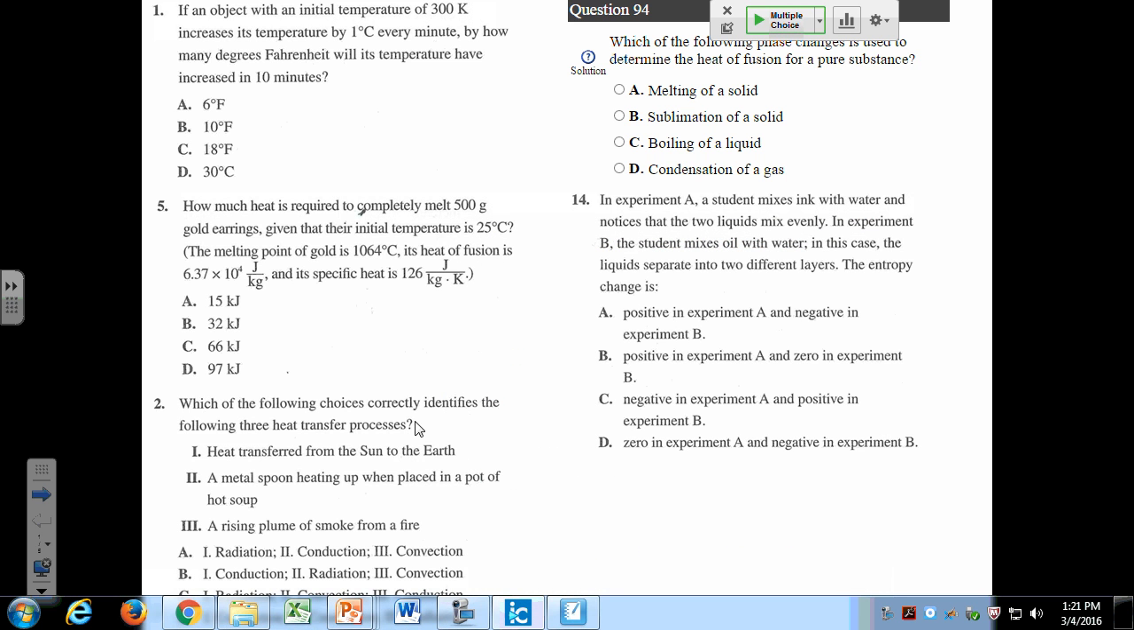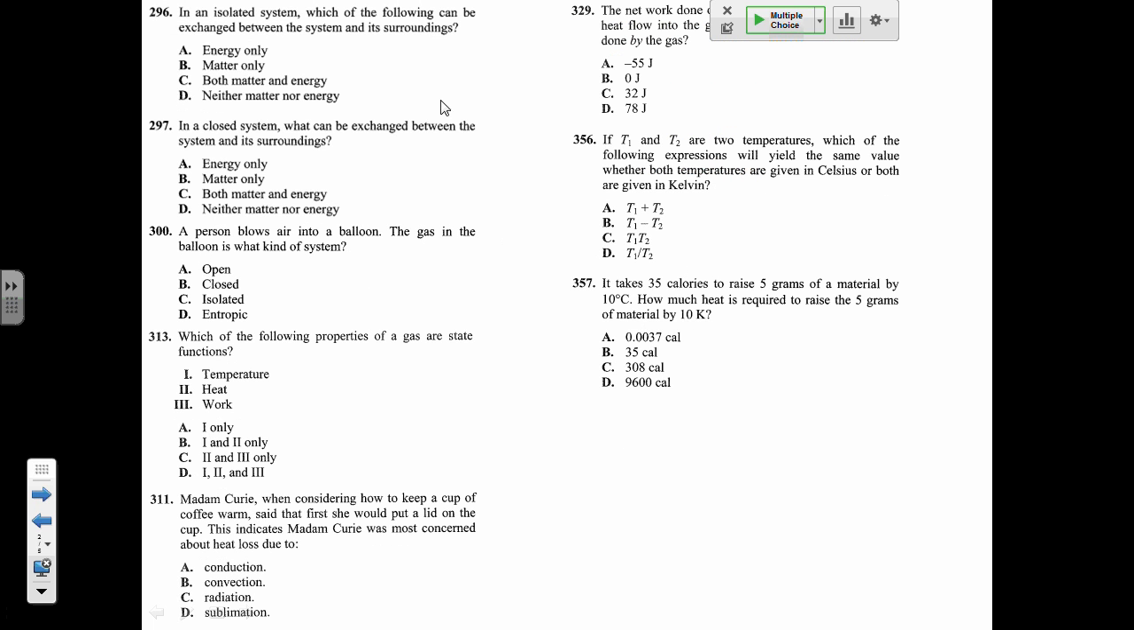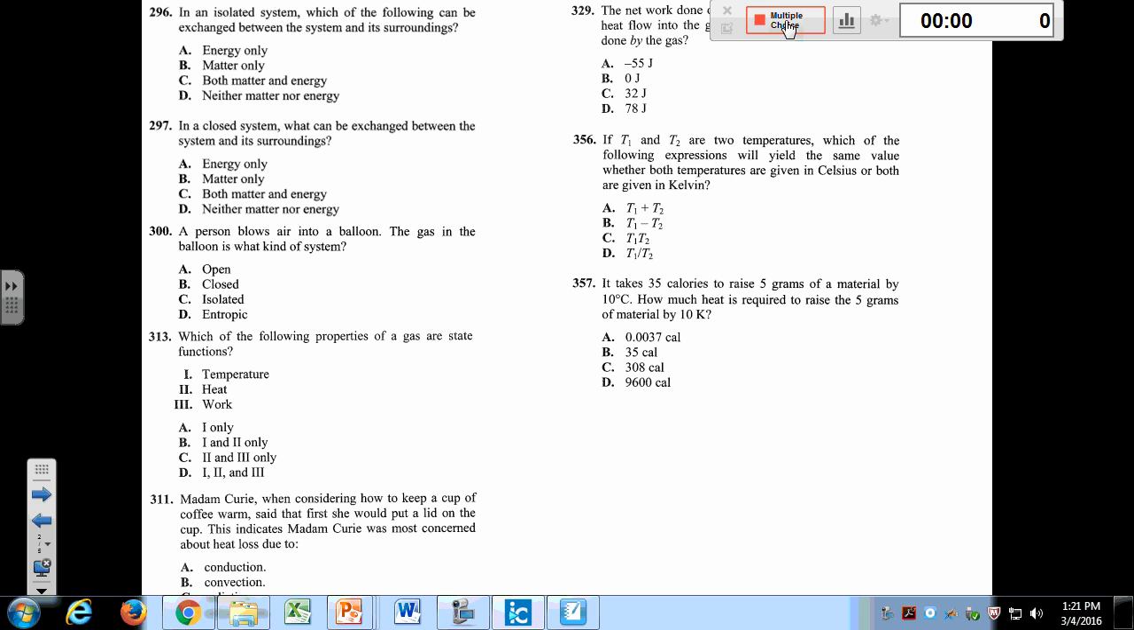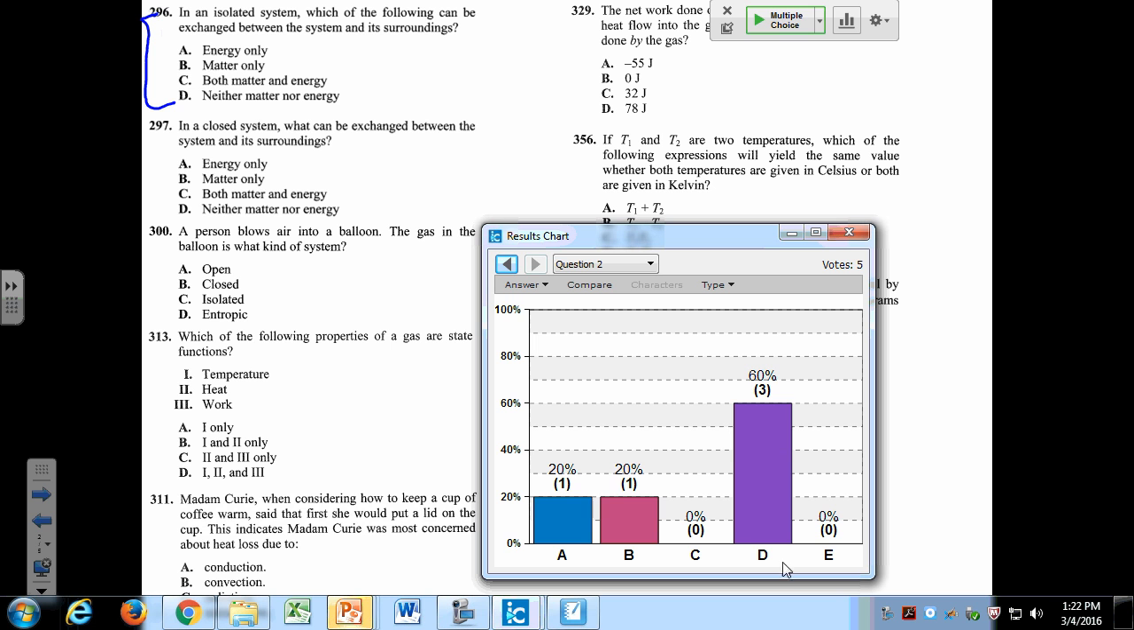Let's try the next, on the next page. Number 296. In an isolated system, which of these can be exchanged with its surroundings in the system? This is number 296. All right, just a few more seconds. Okay, isolated, yeah, neither matter nor energy is correct, so D is right. It's just based on the definition.